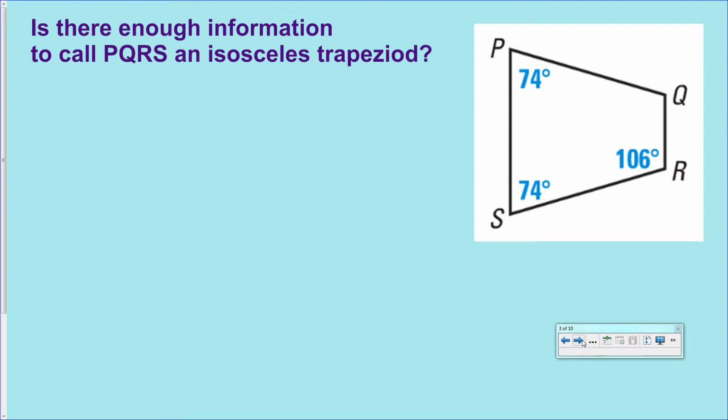First example, is there enough information in that picture to call PQRS an isosceles trapezoid? If there is, tell us how. If there isn't, tell us why.